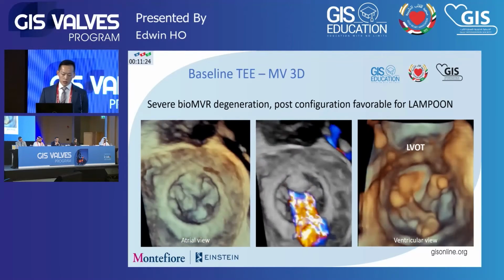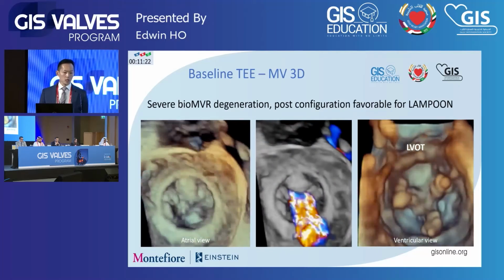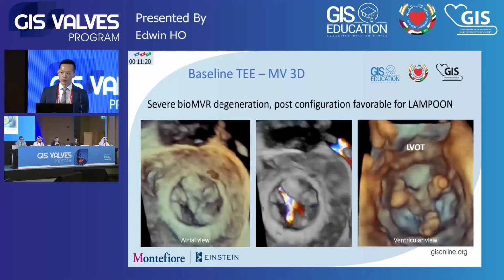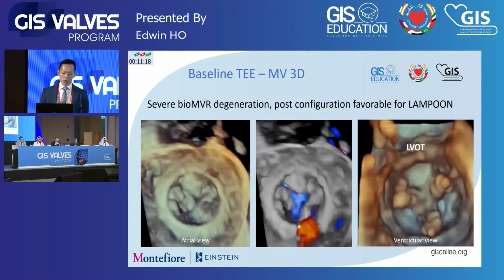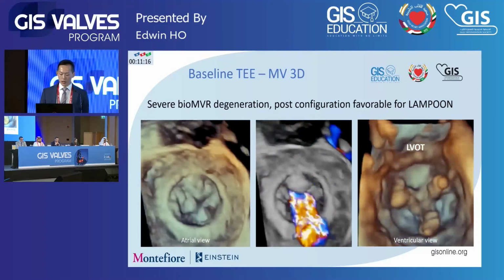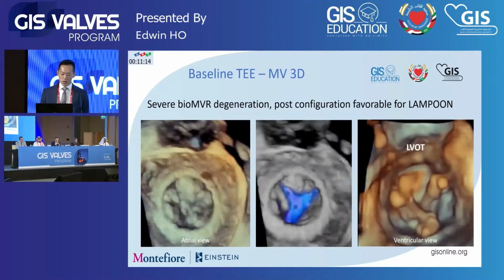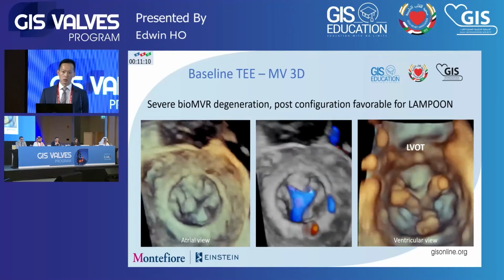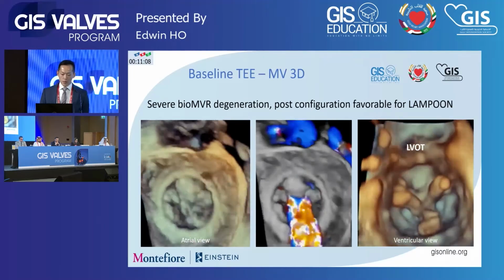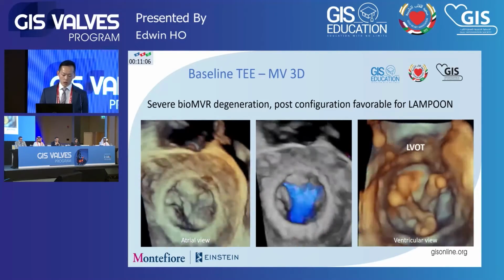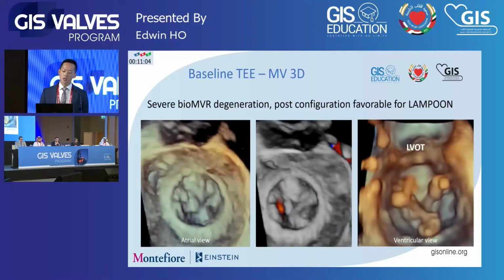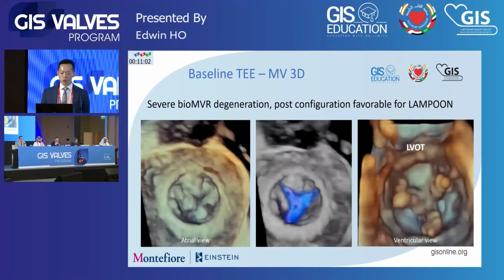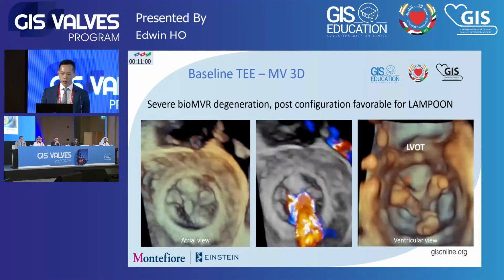In this particular case, because we were thinking about using a LAMPOON procedure to reduce the risk of LVOT obstruction, I always look at the post configuration relative to the LVOT. Of course, it's a lot better when you have two posts facing the LVOT and a leaflet in the middle, as opposed to a single post right in the middle of the LVOT. When we looked at this, our conclusion was that clearly the valve is diseased, but the post configuration would also potentially be favorable for LAMPOON.